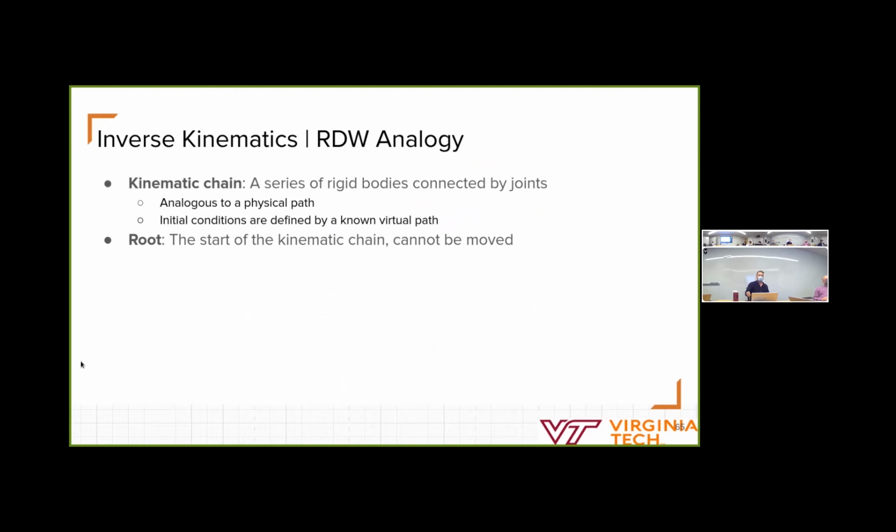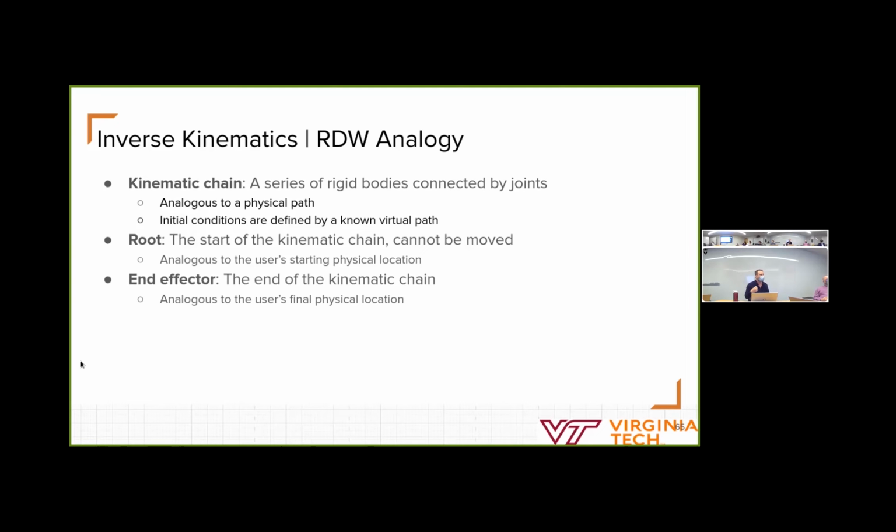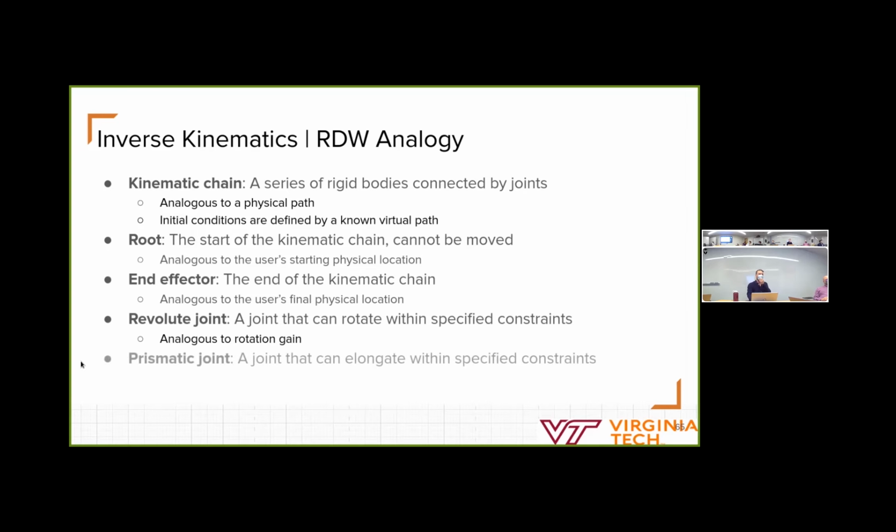The root is the start of the kinematic chain, and we're going to say that that's analogous to where the user starts in the physical environment. The end effector is the end, and again, that's going to be analogous to where the user ends their path, so after they've walked through the virtual path, where they are physically in the environment. A revolute joint is a joint that can rotate within specific constraints, and we're going to say that that's analogous to rotation gain. And a prismatic joint is a joint that can elongate or shorten within specified constraints, and we're going to say that's analogous to translation.